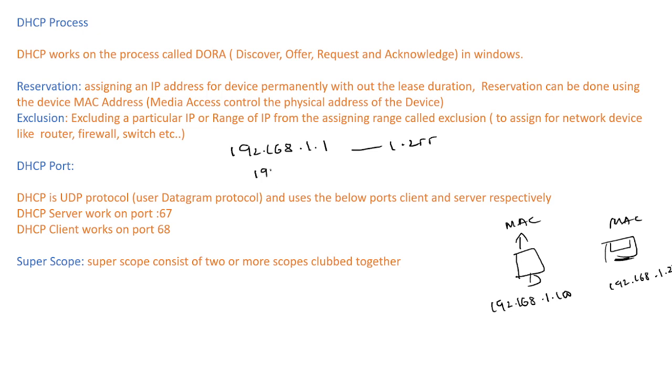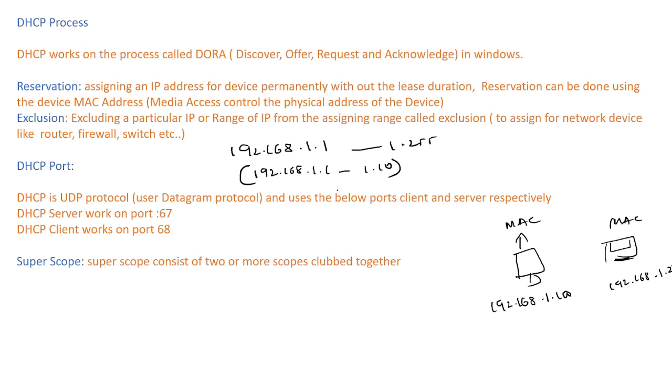Please don't assign the range 168.1.1 to 1.10, the first 10 IP addresses. You can give 1.10, 1.20, 1.30, whatever numbers you want, and you can create any number of exclusions. When you create the exclusion, the DHCP will not assign the IP addresses in that excluded range. It will just ignore them, and the remaining IP addresses it will give to the clients when they ask. It will not offer the range which is excluded. That is called reservation and exclusion.